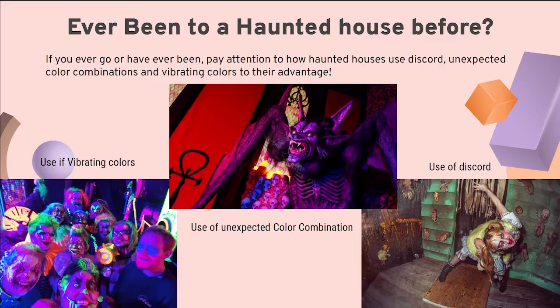Bonus, have you ever been to a haunted house? If you ever go, make sure to pay attention to how they use vibrating colors, unexpected color combinations, and discord to their advantage. In vibrating colors, they use these bright colors to make clowns look more scary than they are. In unexpected color combinations, they use triads and tetrads to make haunted houses look so beautifully painted and the colors mixed together. In discord, they use their colors to make you feel uneasy and scared.